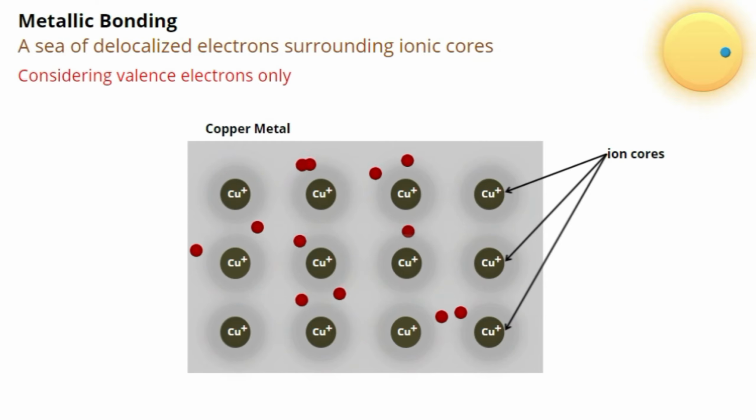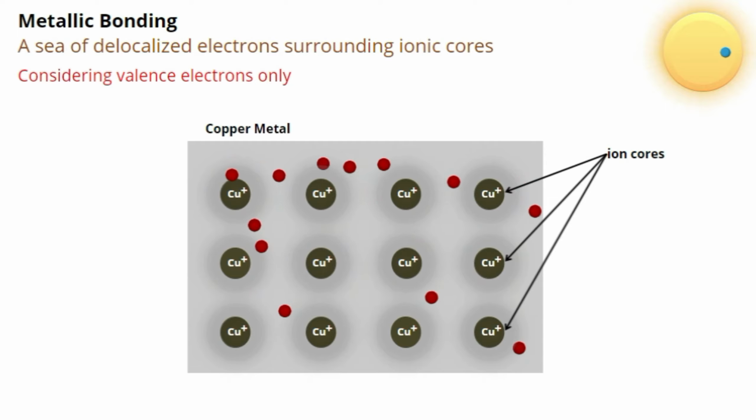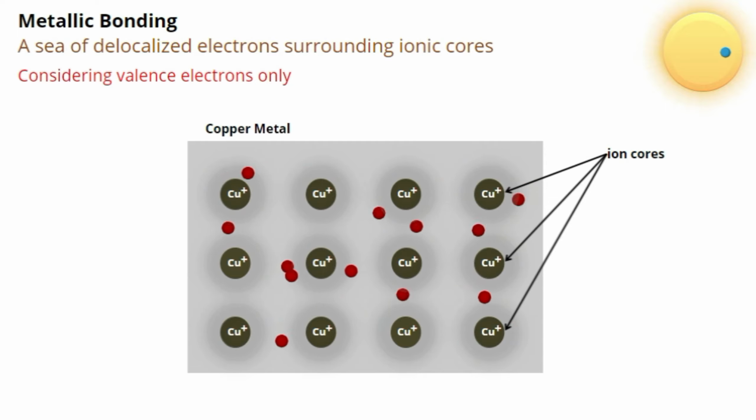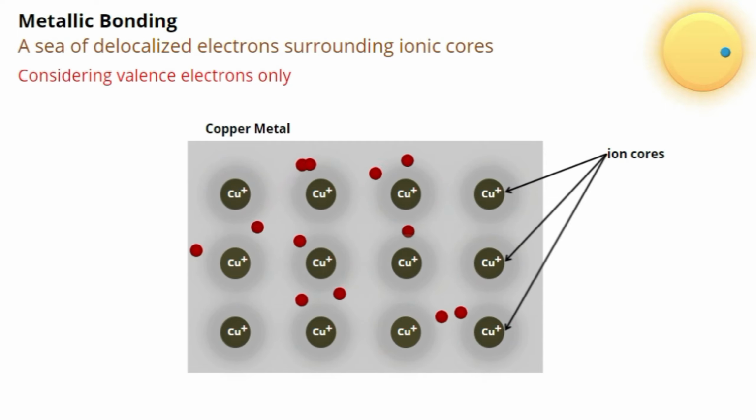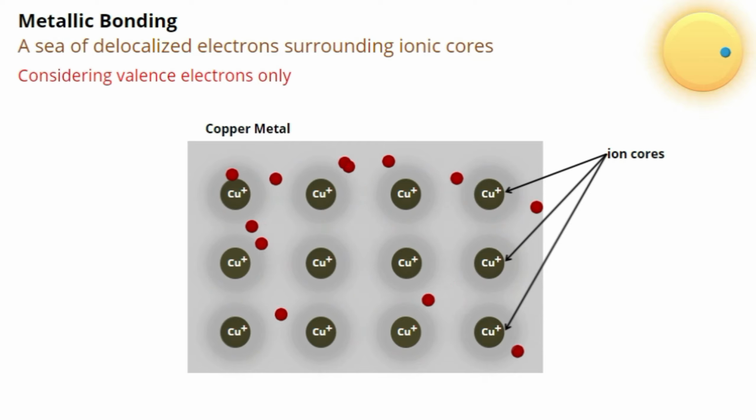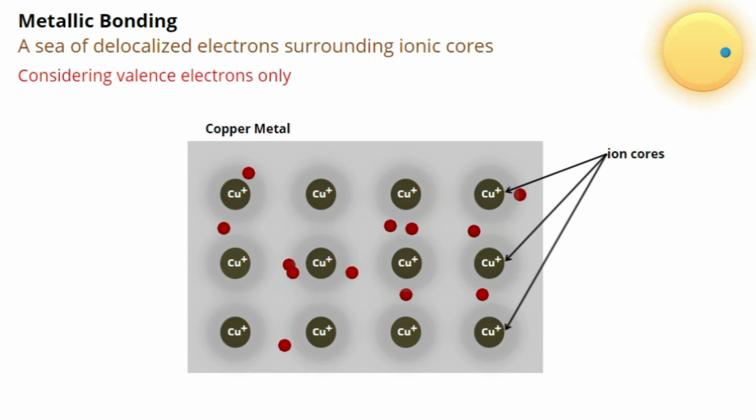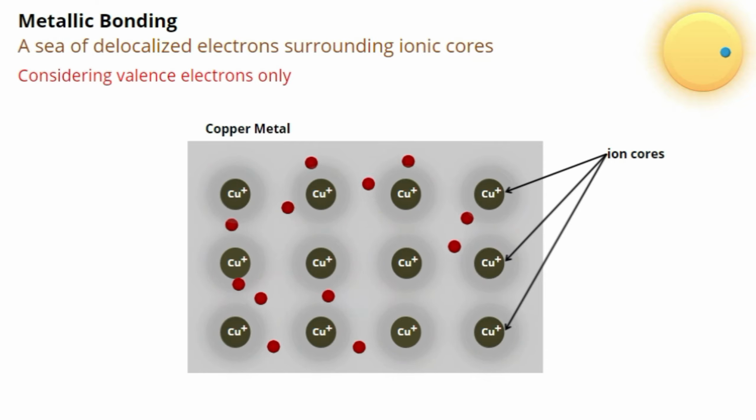This creates a sea of valence electrons that are not associated with any particular atom. Now, the parent atoms become ionized due to the breaking away of the valence electrons. The ionized parent atoms are what we call the ion cores. The sea of negatively charged valence electrons holds the positive ion cores together in a metal, and this is how metallic bonds are formed.